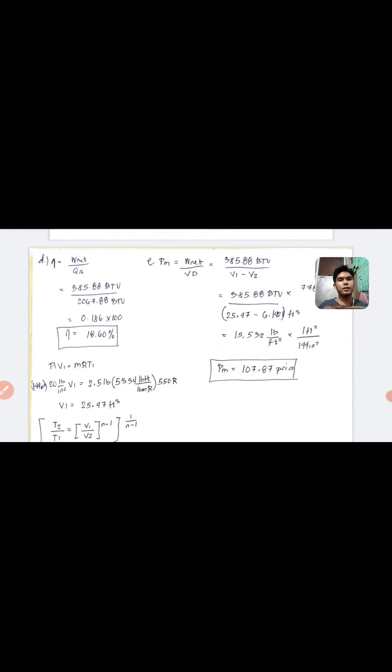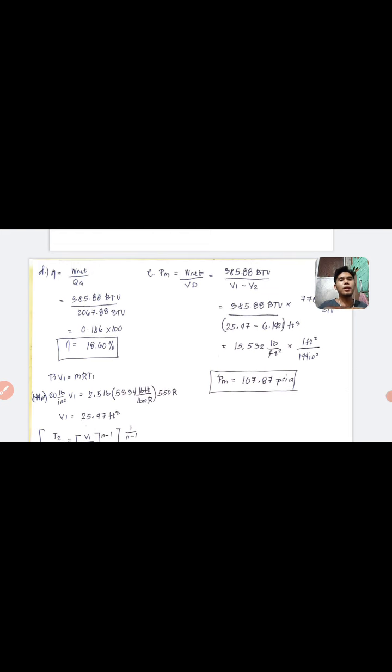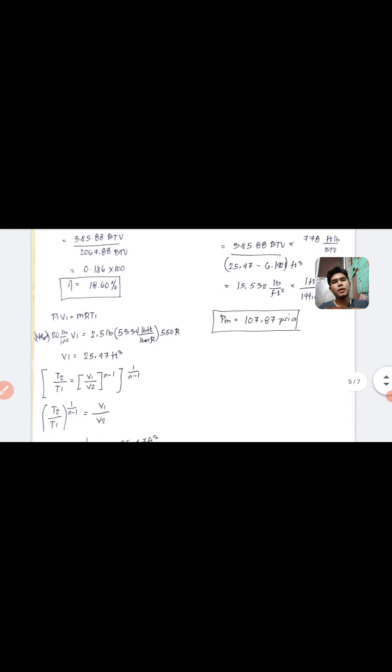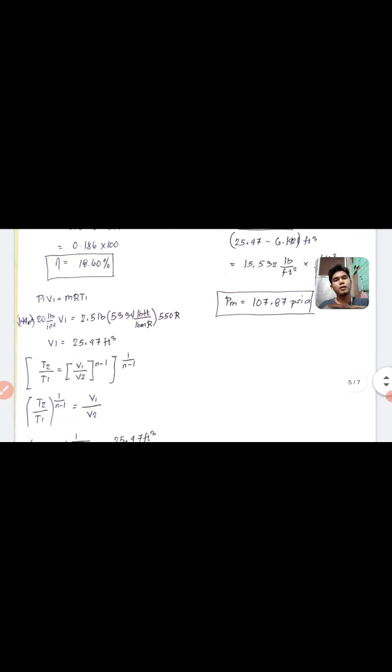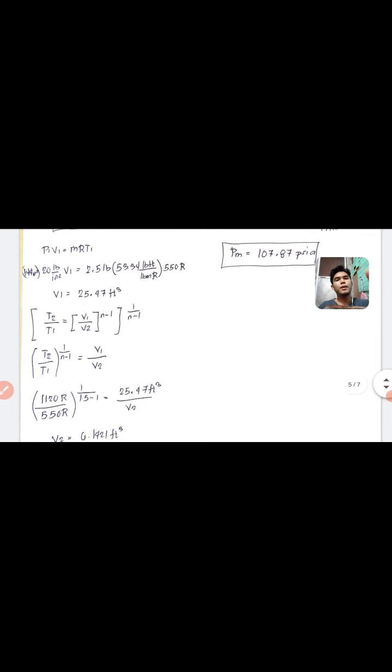So our volume displacement is equal to lower volume minus V1 minus V2. We don't have the value of our V1 and V2. So we can solve it using the perfect gas law, which is P1 V1 is equal to MR T1, in order to find the value of V1. So substituting all the given values, V1 now is equal to 25.47 cubic feet.